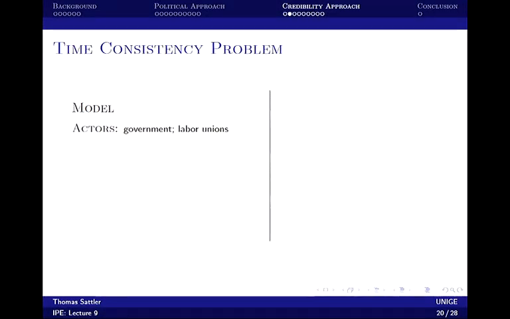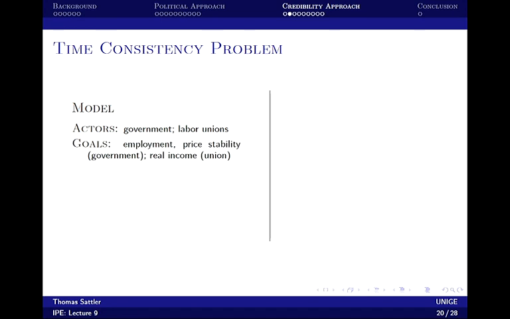Now let's look at this. So this is a time consistency problem. We talked about time consistency already a few weeks ago when we talked about fixed exchange rate system. So that is a situation when your promise is not credible. And governments face exactly this problem here. So this is a problem that was central in economic affairs, and two authors that developed this in the 1970s, Kydland and Prescott, they won the Nobel Prize for it, actually.